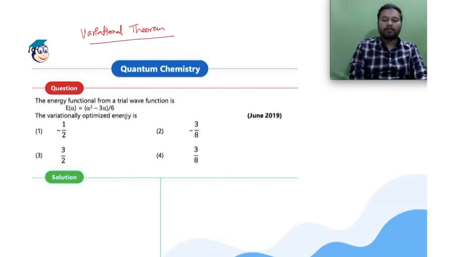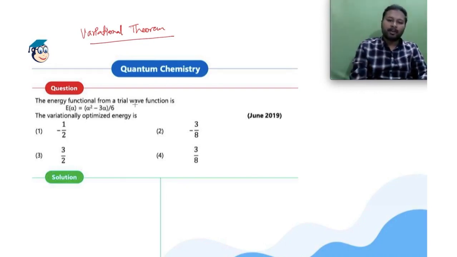The variationally optimized energy is, okay, so they are asking about the variationally optimized energy. What does this optimized energy mean? Basically, optimized energy is nothing but either the minimum value of the energy or the maximum value of the energy. Okay, that's what the optimized energy basically means. So when you get a minimum or maximum value, this is from a mathematical or calculus point of view. The question is from the calculus point of view.